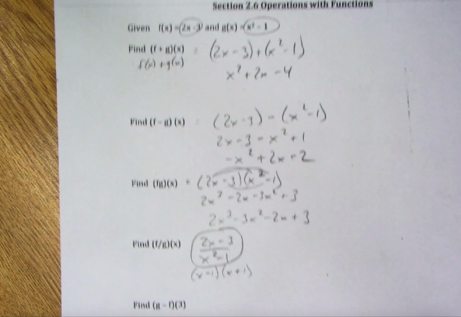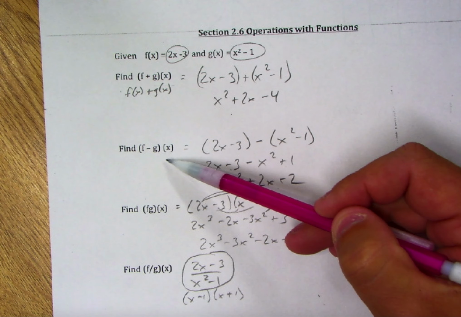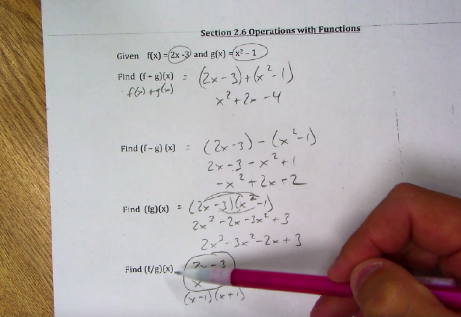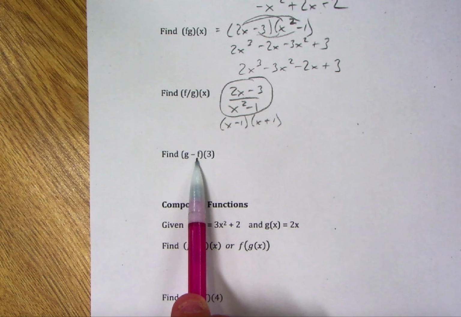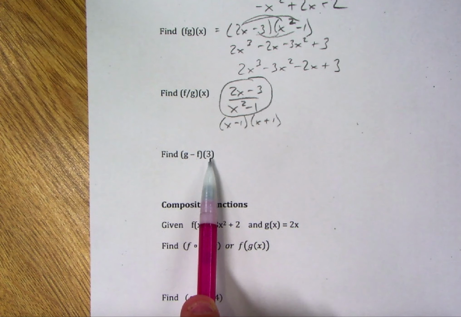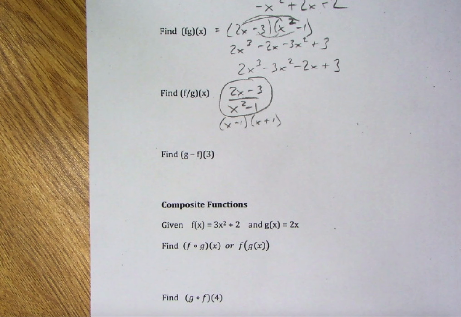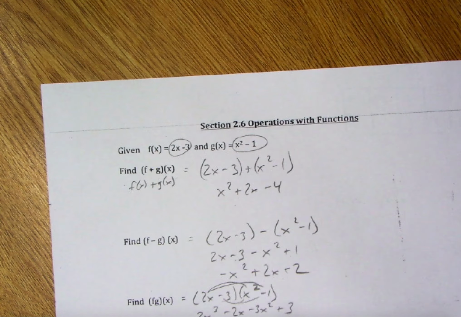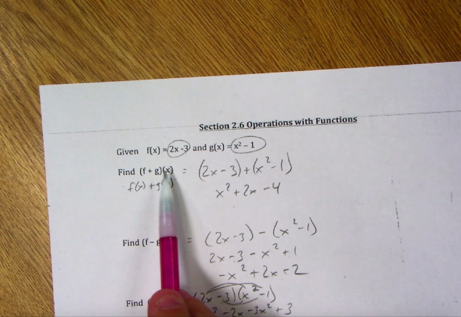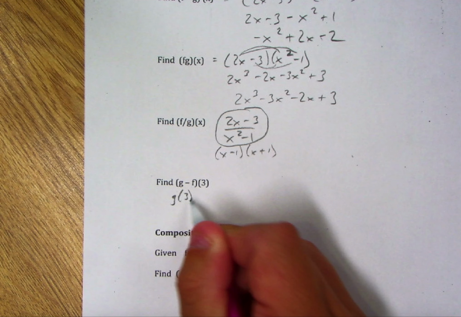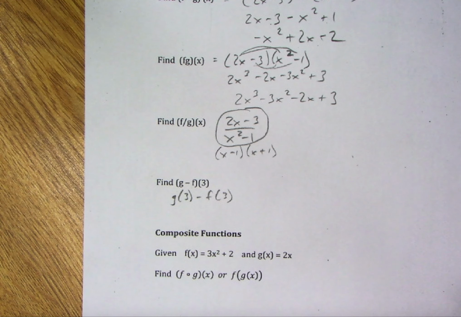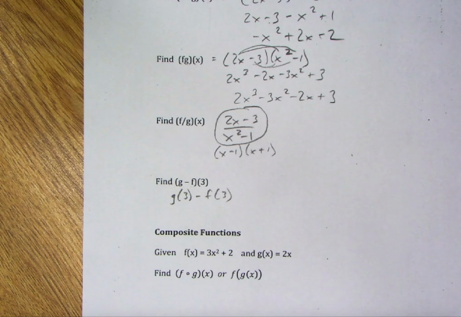Okay, so I want you to notice that the first four were all in terms of x. It was f of x, g of x, and so on. This next one has a number there. It says find g minus f of 3. What this means is you're going to be plugging 3 into your functions. Your answer won't have x left over. So just like up here, you could think about it as f of x plus g of x. Well, this you can think of as g of 3 minus f of 3. That's really what this is asking you to do. So find your two numbers and then subtract them.